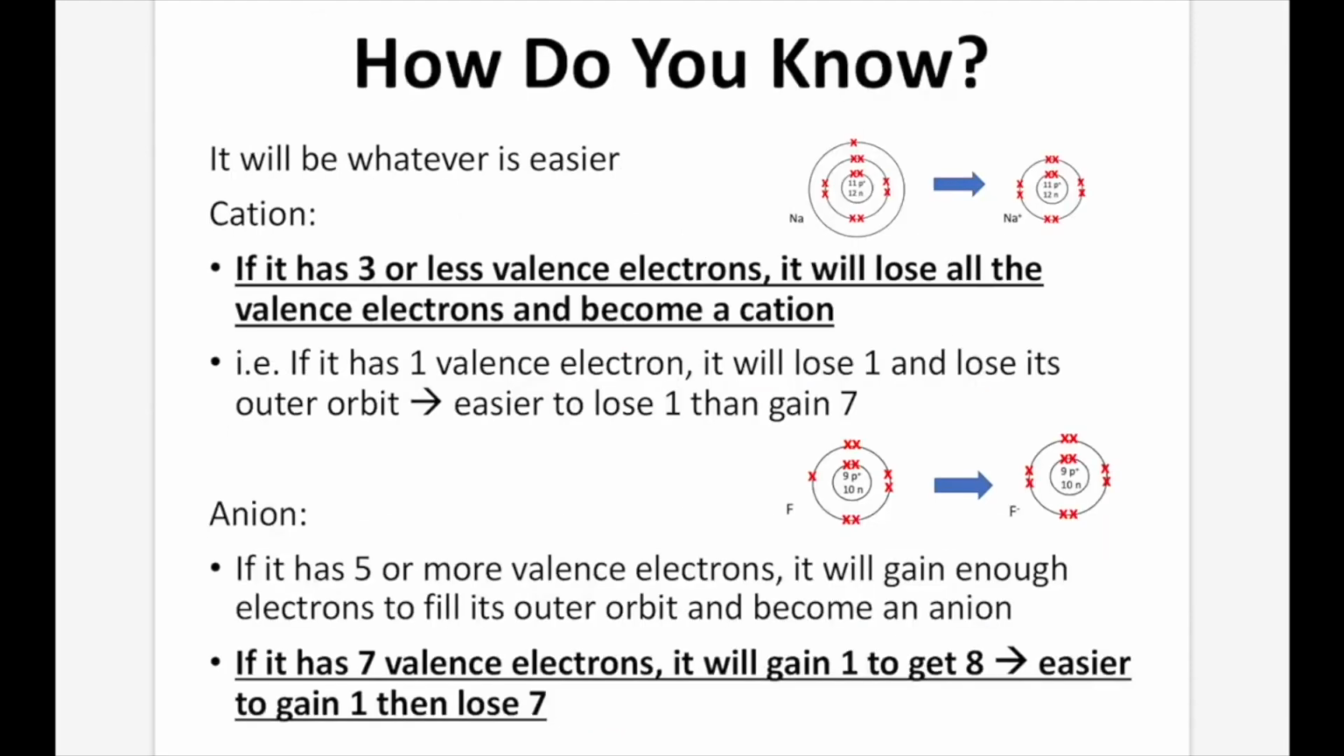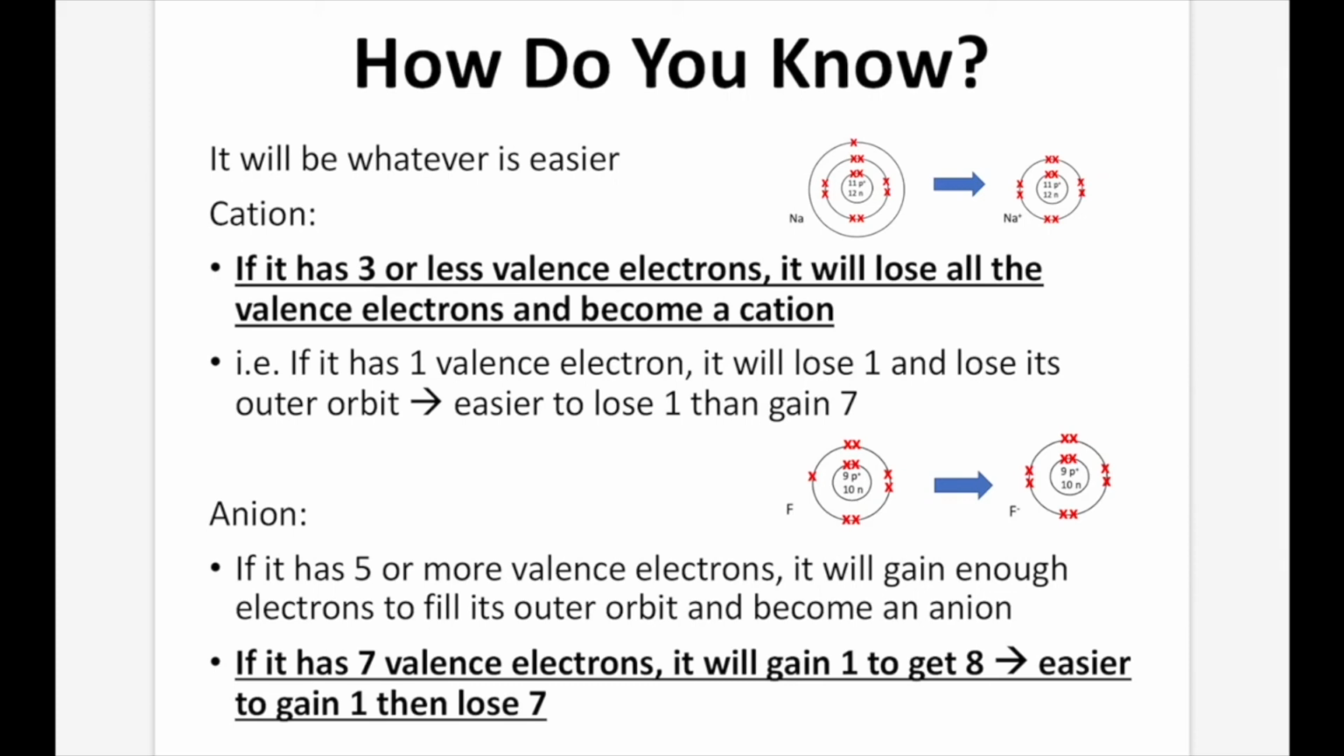So how do you know? It'll be whatever's easier. If it has 3 or less valence electrons, it will lose all the valence electrons and become a cation. I.e., if it has 1 valence electron, it will lose 1 and lose its outer orbit, as it's easier to lose 1 than gain 7. If it had 3, it would lose 3, as it's easier to lose 3 than gain 5.